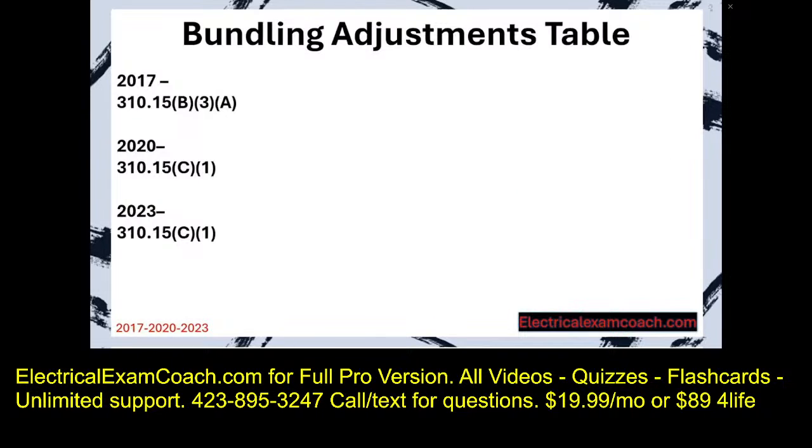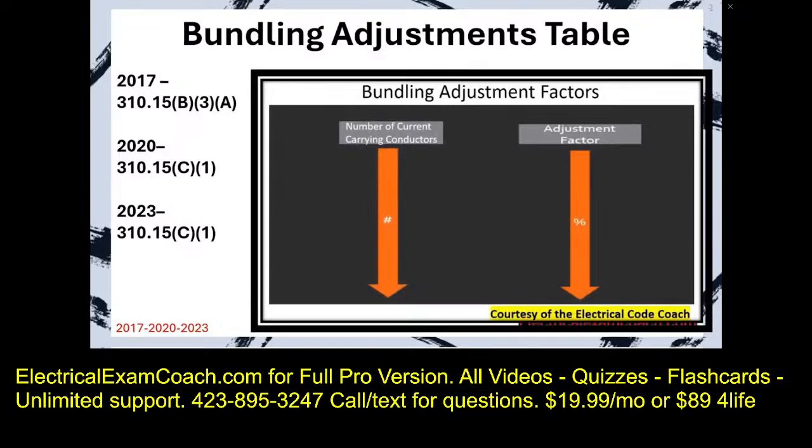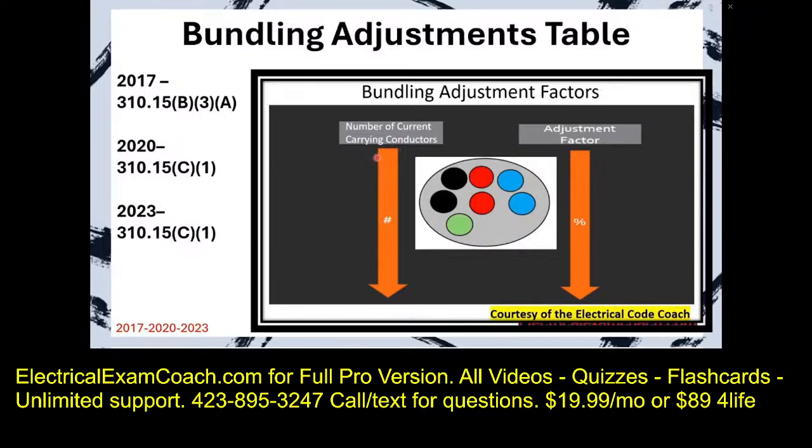Let's learn about our bundling adjustment table. Head to this respective table depending on your code cycle. When we get there, we're going to find that it's very easy to read. Reading all of our tables from top to bottom, left to right, we're going to start here on the left-hand side, and this is our number of current carrying conductors. Let's imagine we have this conduit, and we end up with 6 current carrying conductors. So we're going to slide down until we find our range, and we fall in the 4 to 6 range.